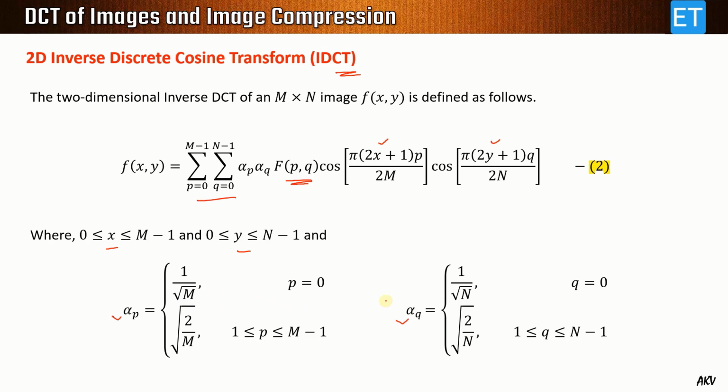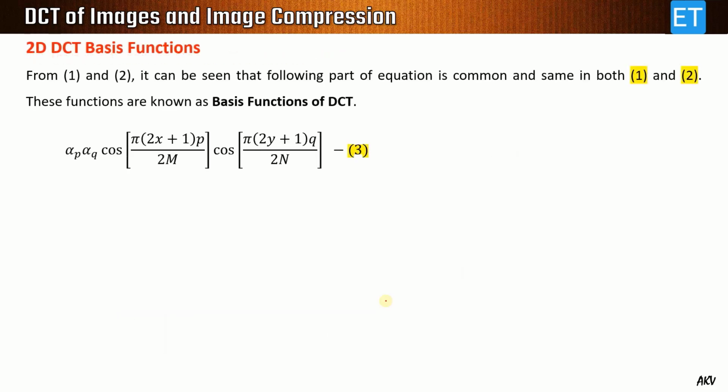So if you compare equation 1 and equation 2, you will see that this part is common between these two equations: alpha p alpha q cos(pi(2x+1)p/2m) and then cos(pi(2y+1)q/2n). So this part is known as the basis functions of DCT. So if I vary p, q and x and y, all 4 variables, I can generate the basis functions for two-dimensional DCT. For example, let's say my image size is 8 by 8.